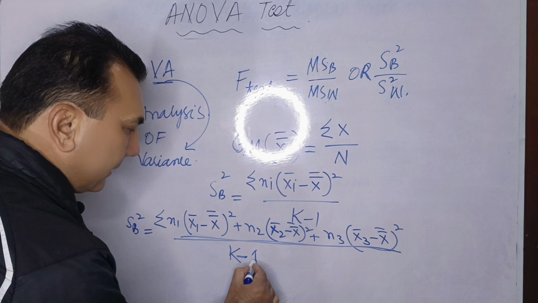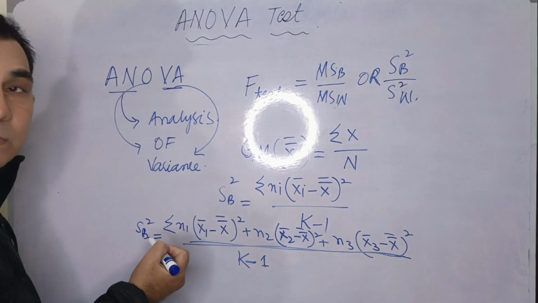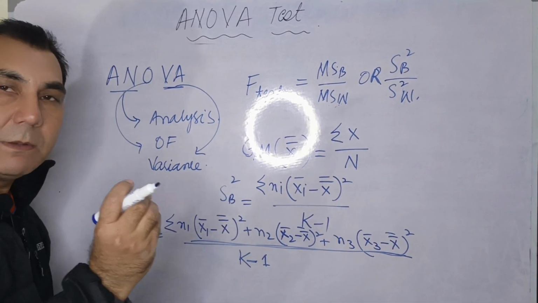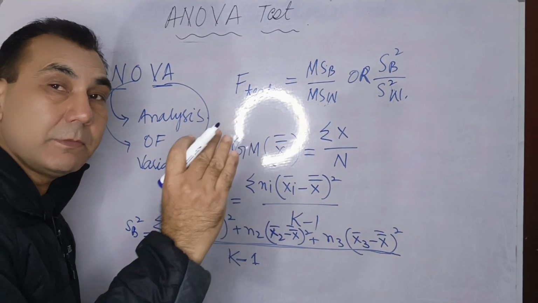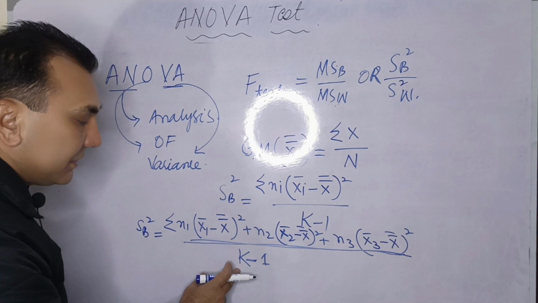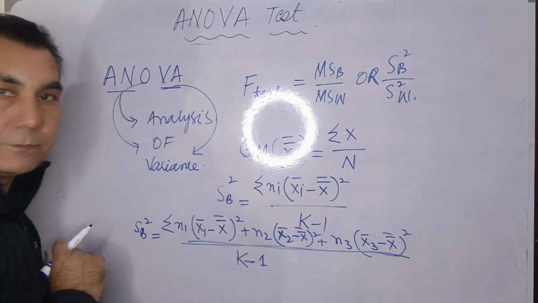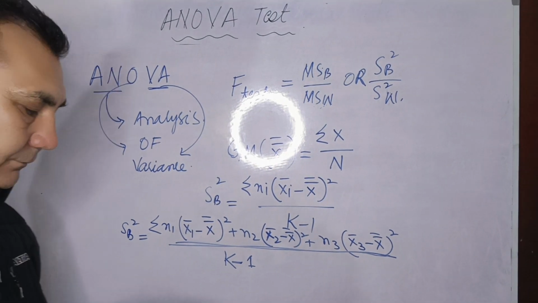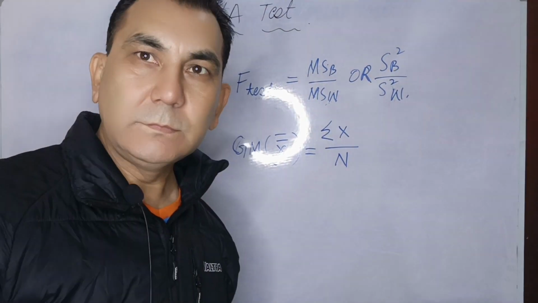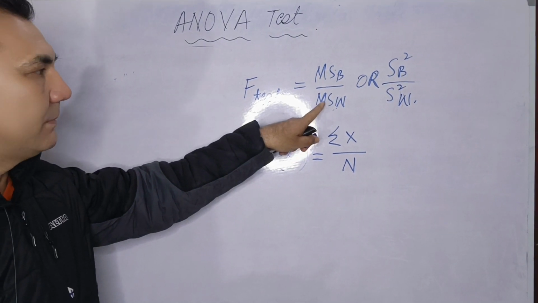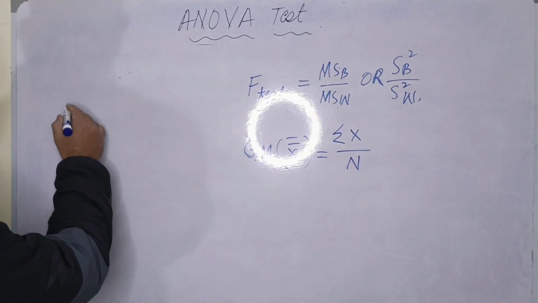K minus 1 means the number of groups. K here is the number of groups. It may be 2, 3, 4, or 5. If it is 3, then 3 minus 1 becomes 2. The denominator will be 2. Okay. Now the second part of the F test is to measure the mean square within the group.